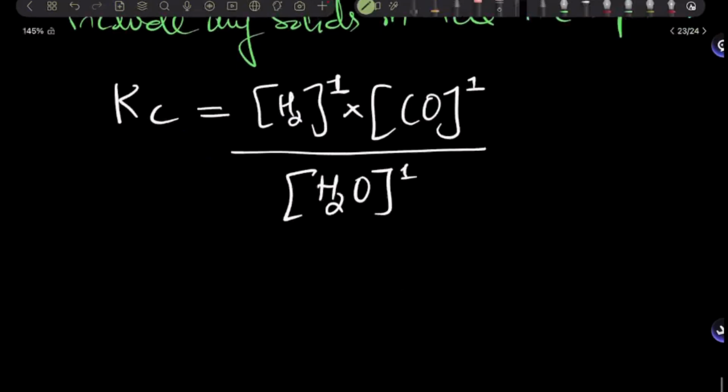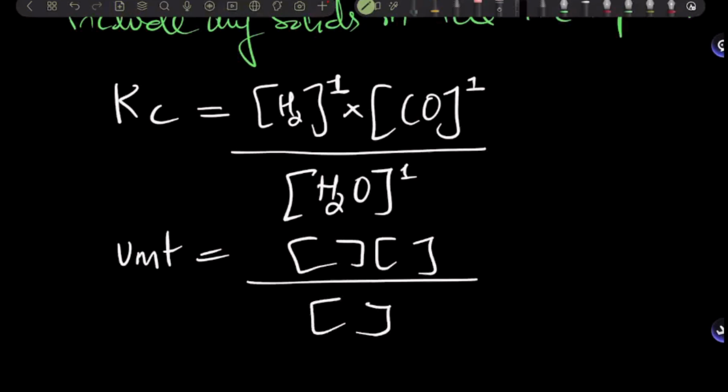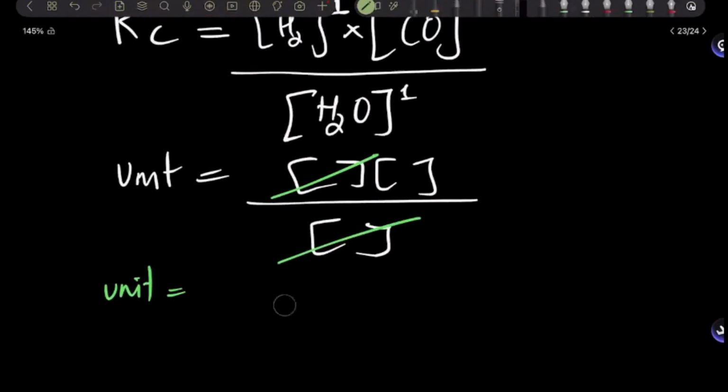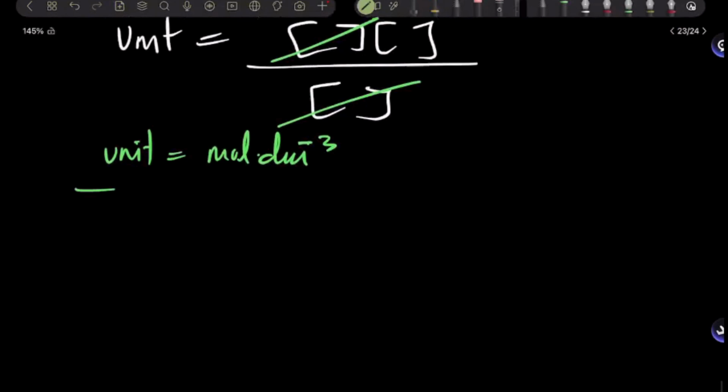Now, what would be the unit of Kc? So you have 2 mole per dm cube brackets on the top, 1 mole per dm cube bracket on the bottom. So this one cancels out with this one. So you're just left with unit of Kc, that is a single bracket in the numerator. So what should be the unit? That would be mole per dm cube. All right. So in this case, the unit is mole per dm cube. Are we clear? Yep. So what if you had ions?